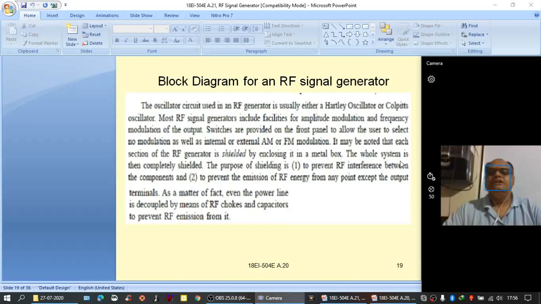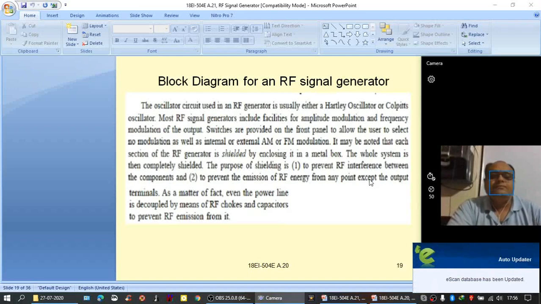It may be noted that each section of the RF signal generator is shielded by enclosing it in a metal box. We will see what shielding is and why shielding is necessary after this. But each part of the RF signal generator, radio frequency signal generator, is enclosed in a metal box. It may be copper or it may be aluminum, but shielding is a must because we are dealing with high frequency signals. The whole system is then completely shielded.